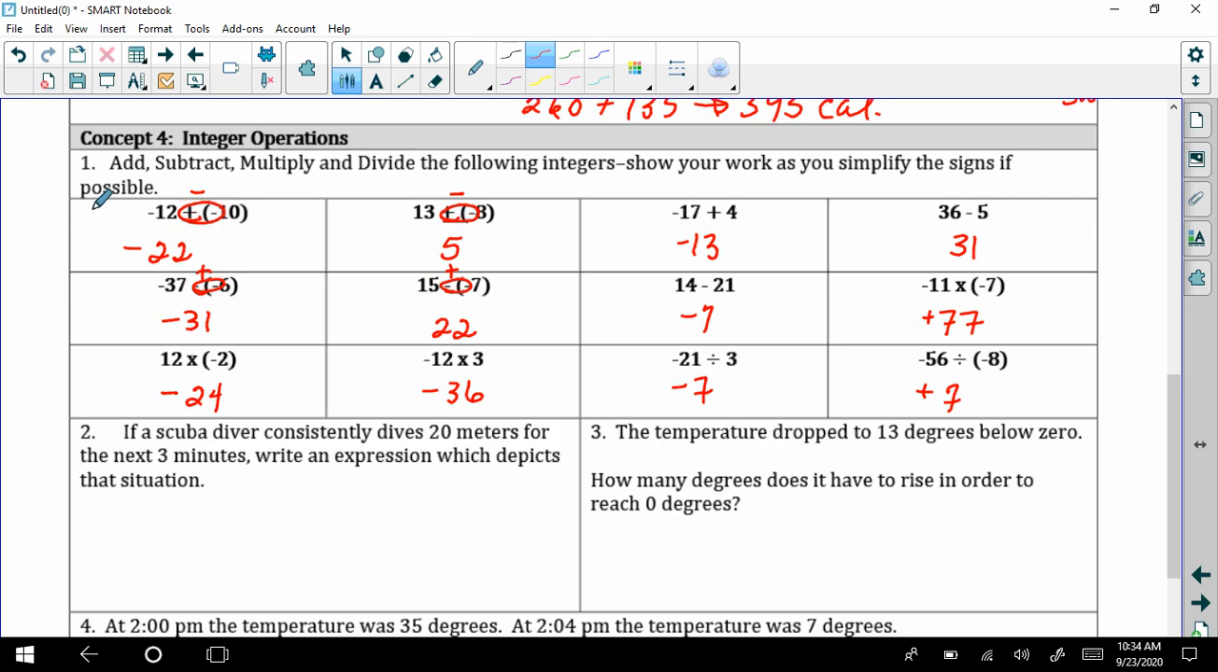I think on the answer key, this one had an error, so just FYI. Let me highlight that for you. I had an error on that one, on the answer key.